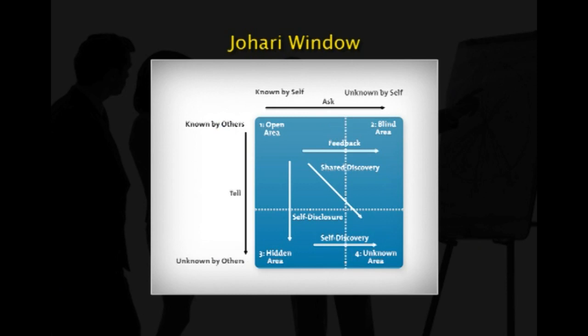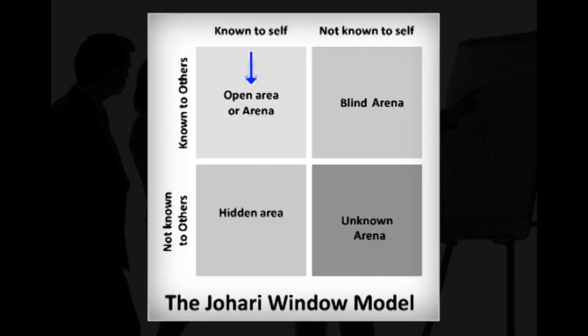The 4 quadrants are open area, blind area, hidden area, unknown area. Open area. This quadrant represents the things that you know about yourself and the things that others know about you. This includes your behavior, knowledge, skills, attitudes and public history.